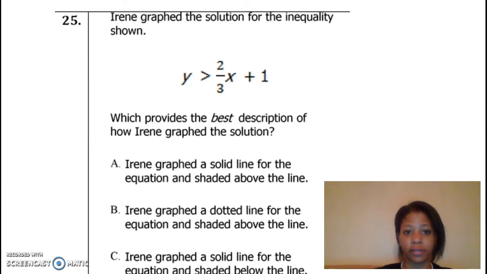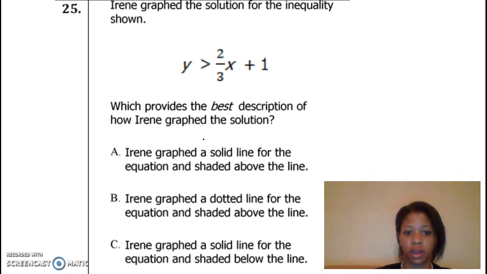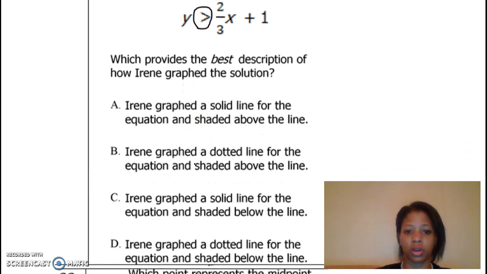Next. Irene graphed the solution for the inequality shown. Which provides the best description of how Irene graphed the solution? So this is what I was talking about. Pay attention to the inequality. And if there is no equals to underneath, that means it should be a dotted line. So automatically, we're going to cross out these ones that say solid line. Now it says, Irene graphed a dotted line for the equation and shaded above the line. Irene graphed a dotted line and shaded below.